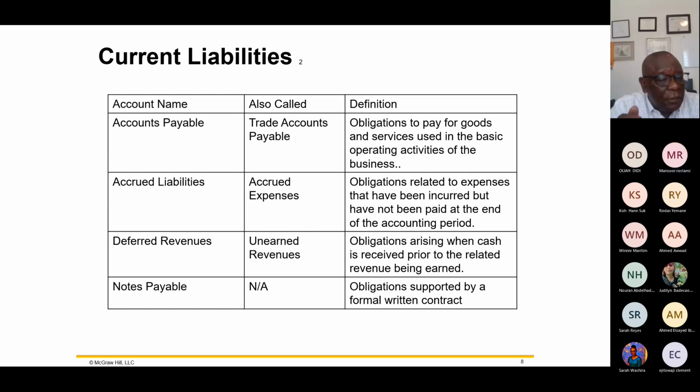Professor, yes, I think that deferred revenues talk about the revenues that the organization has received prior to providing the services or products to their customer. Yes, the revenue that the company has received before providing the product or services. Very good.